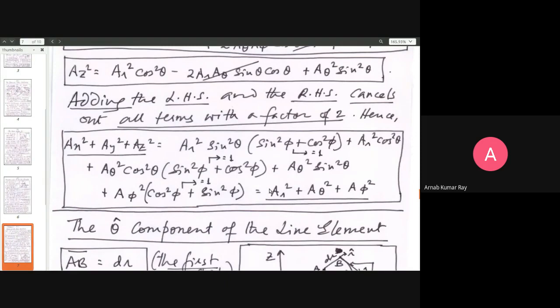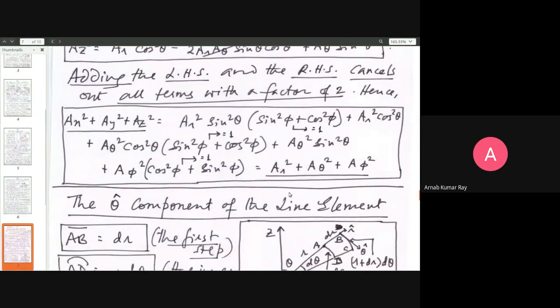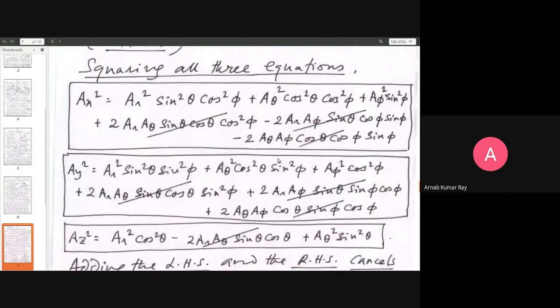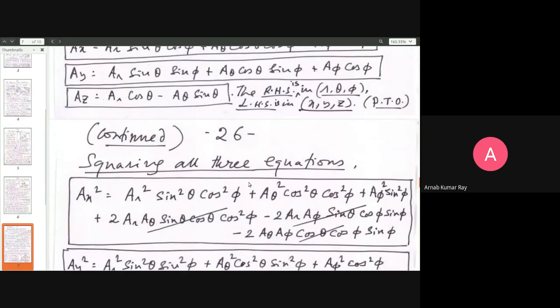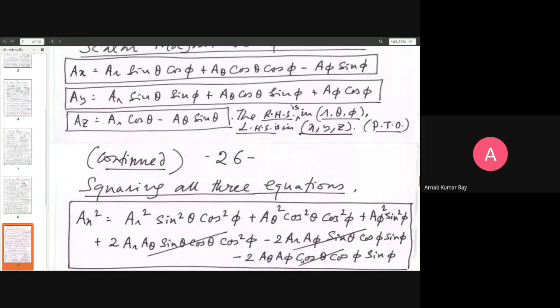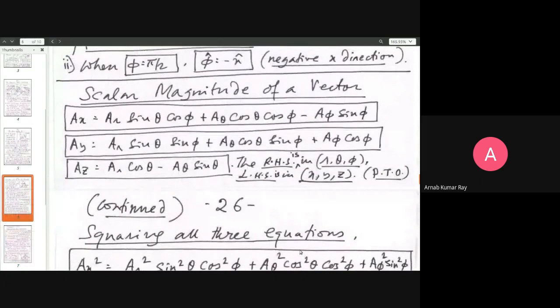You can check these things. I'll supply you the notes anyway, so the detailed calculations you can verify for yourselves. But this is not a very difficult thing at all. The main key point is how to square (A + B + C) whole squared. So it is A squared plus B squared plus C squared plus 2AB plus 2BC plus 2CA.